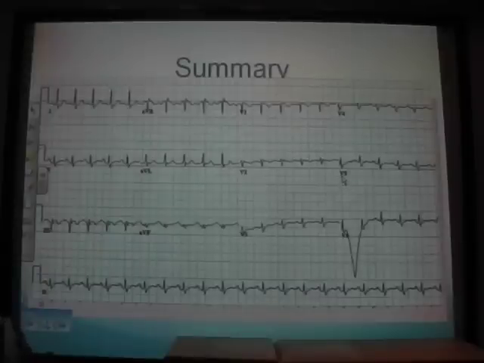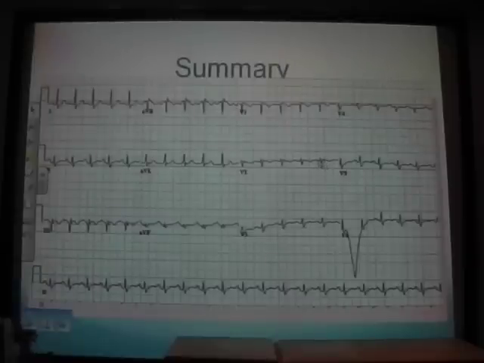So basically, going through it systematically: rate, rhythm, axis. Rate is about 100 to 150. The rhythm is sinus tachycardia. Whenever you see a sinus tachycardia, a good tip is to look for S1Q3T3, because it may well be there, as a common cause of sinus tachy is PE. Looking at your P waves, they're not tented, they're normal.